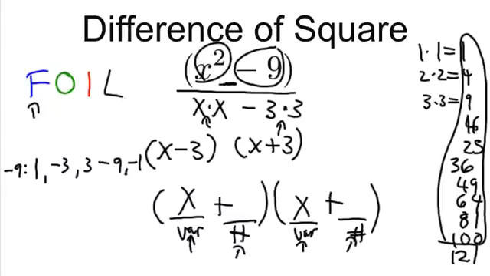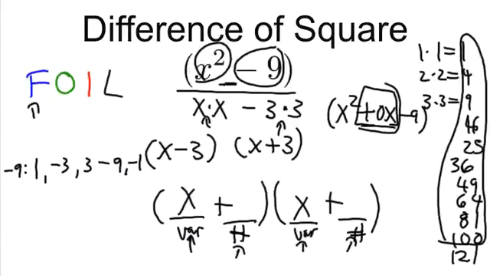Now, there's nothing in the middle there. So actually, there is, though. There's a 0x in the middle. This is really the same as 0x minus 9. Because 0x is 0. I don't need to write it, but it's there. I can put it in there. I can add as many zeros as I want to things. But so I know that this middle term right here is 0.